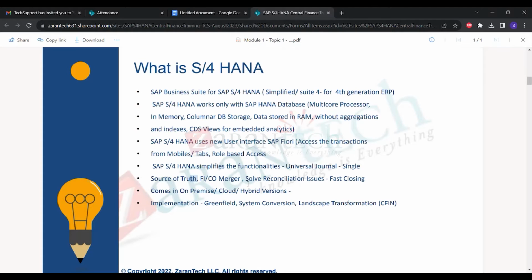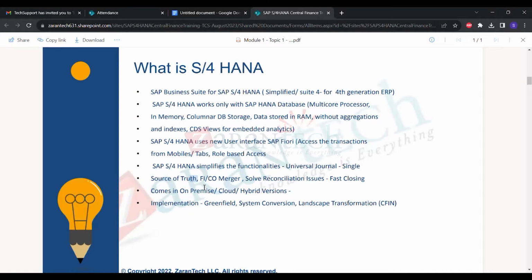Now coming to the implementation options, whether it will be for S4HANA or for Central Finance. Since Central Finance is based on S4HANA, by default you need to have the S4HANA license. On top of that, you take the Central Finance package from SAP, and then you would be able to provide the Central Finance configuration or implement Central Finance.